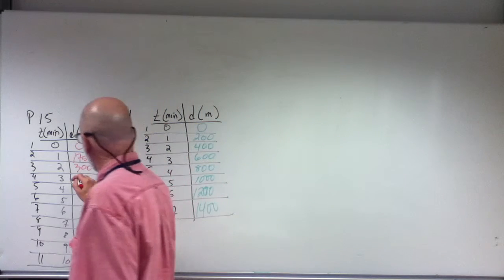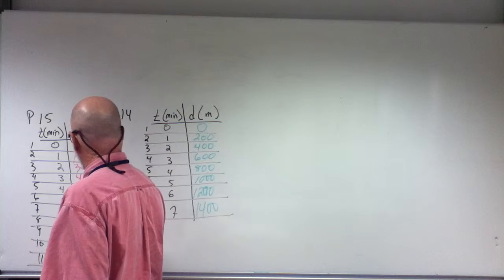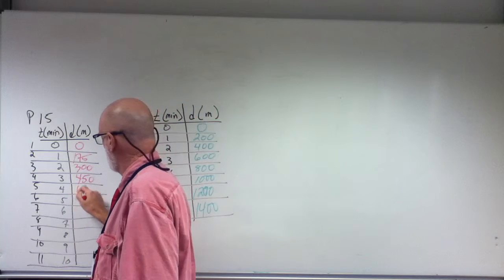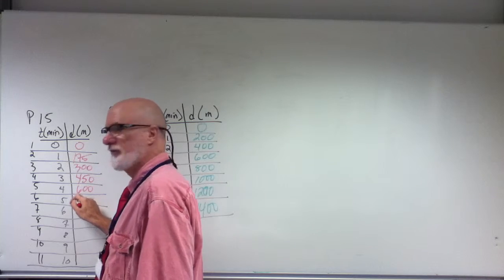Is that good? And then 4, 600. 600. Then 5 is going to be 600.